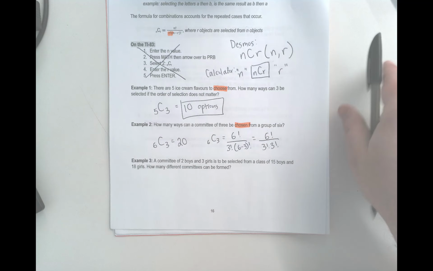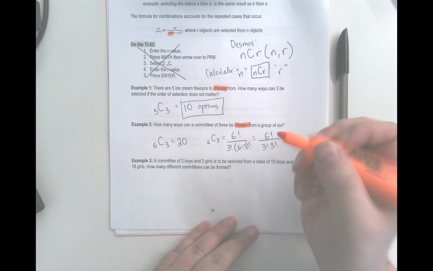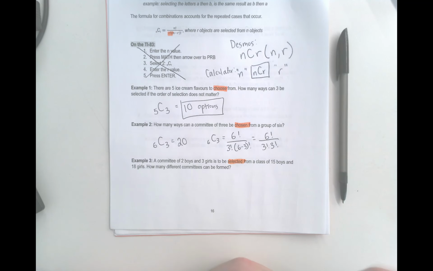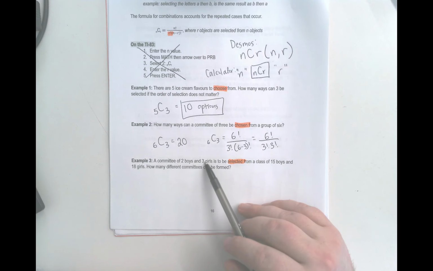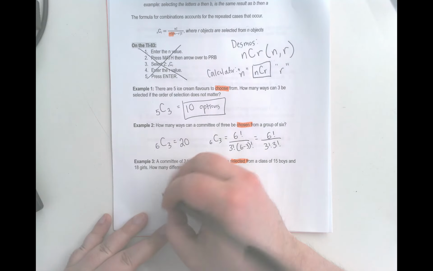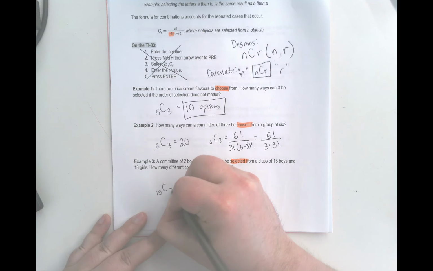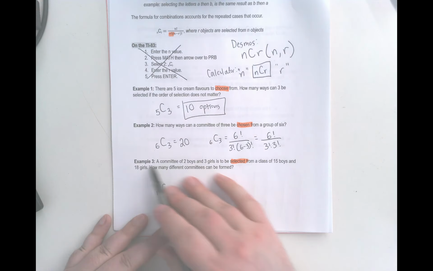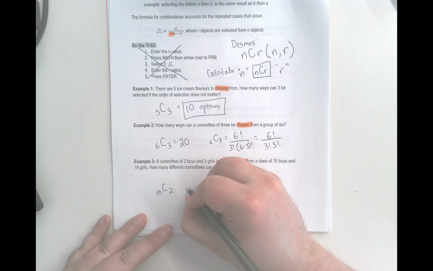Example 3, a committee of 2 boys and 3 girls are being selected. This is another word here. So we said chosen. Selected is another one of those keywords that indicates combinations. So 2 boys and 3 girls is to be selected from a class of 15 boys and 18 girls. How many different committees can be formed? Well, we have 15 boys and we're choosing 2 of them. So 15C2. We have 18 girls and we're choosing 3 of them.